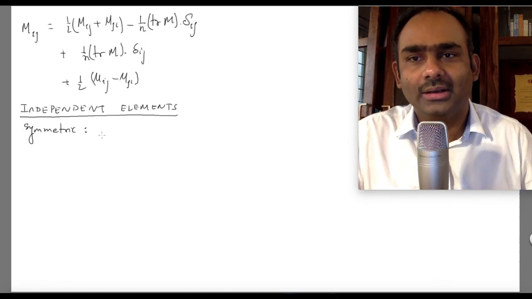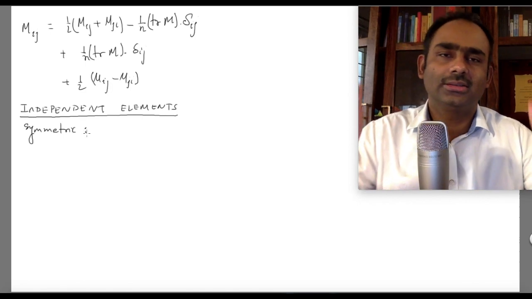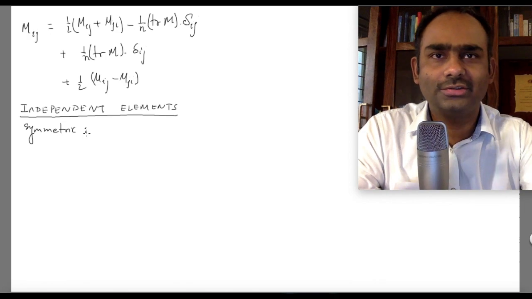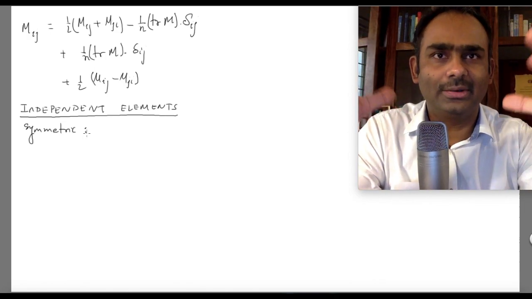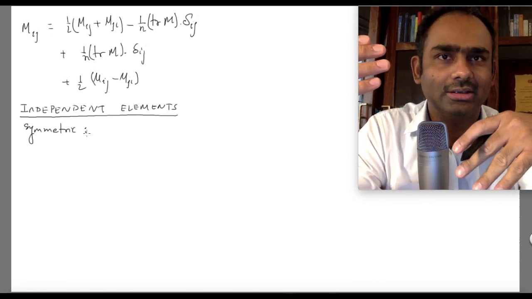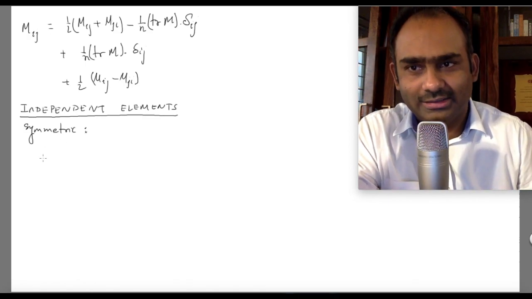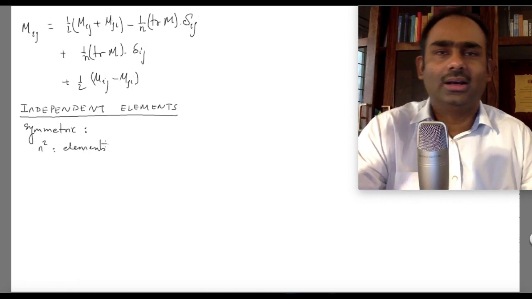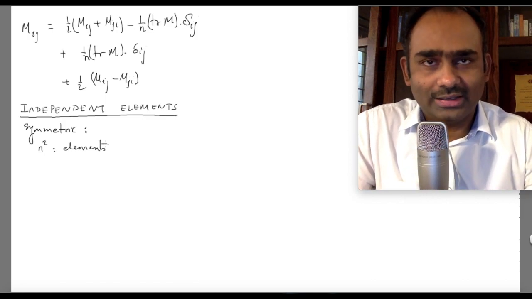Okay, so for a symmetric matrix, if you have an n cross n matrix, the total number of entries in the entire matrix is n cross n. So the total is n square. So to begin with, we have n square elements, but of course not all of them are independent.